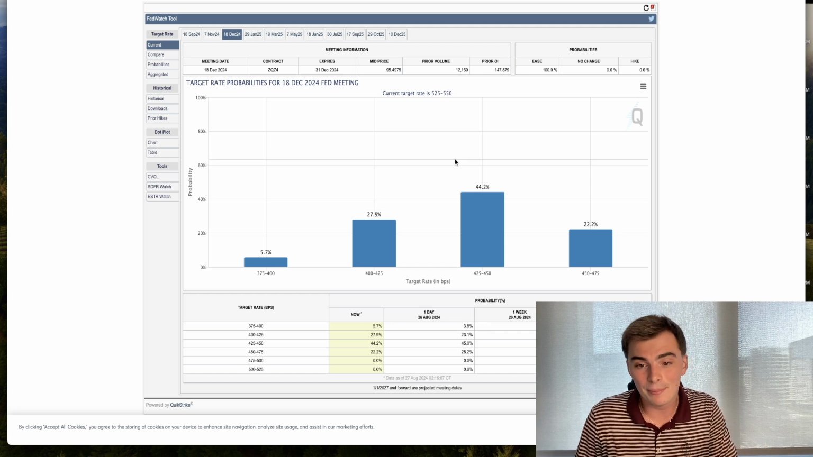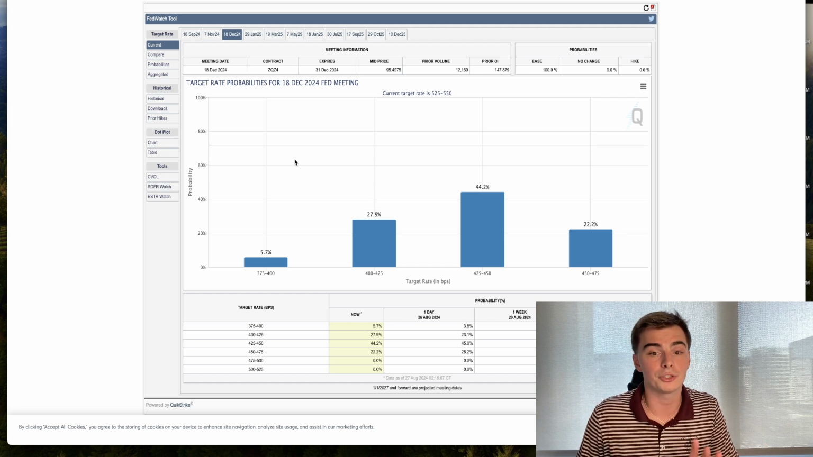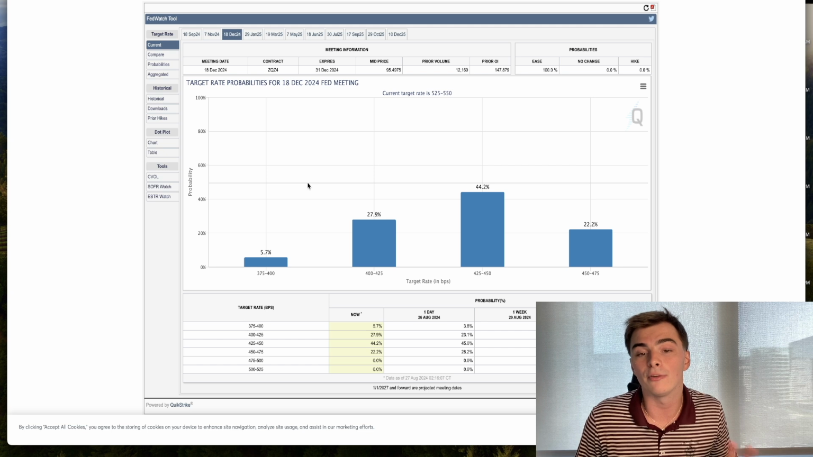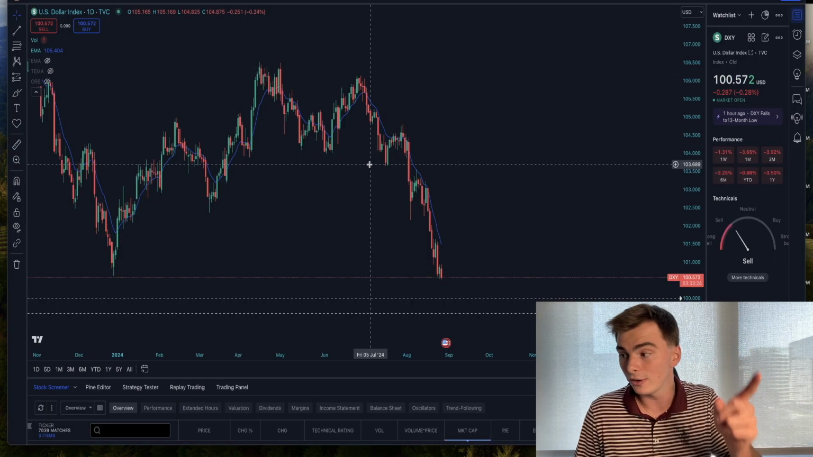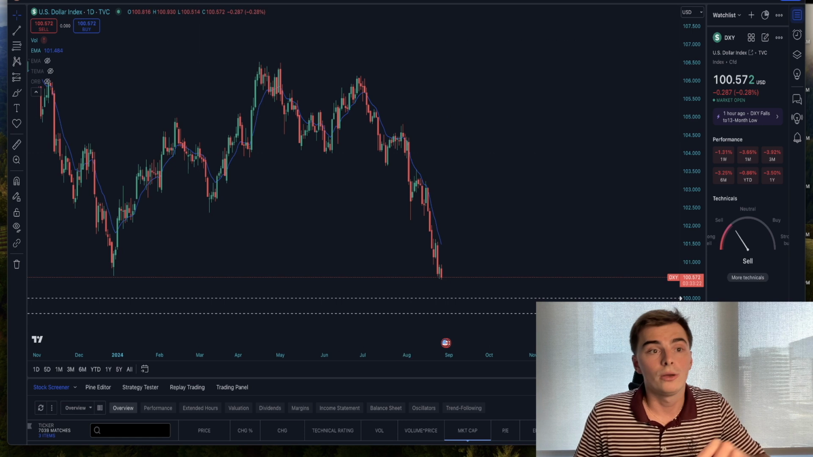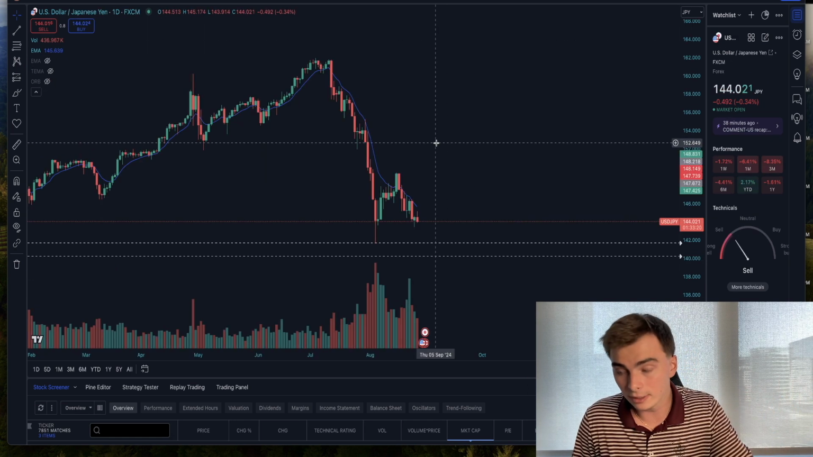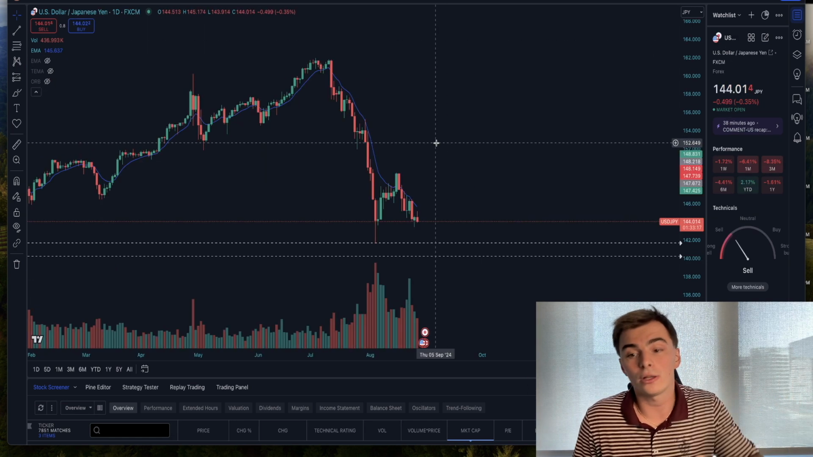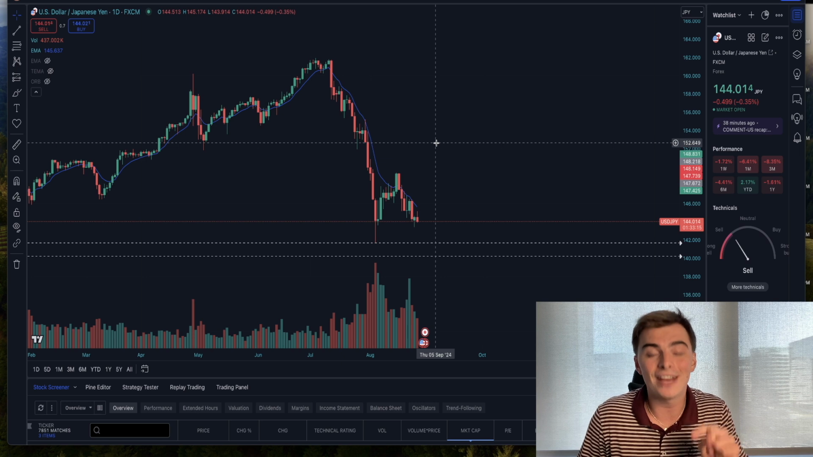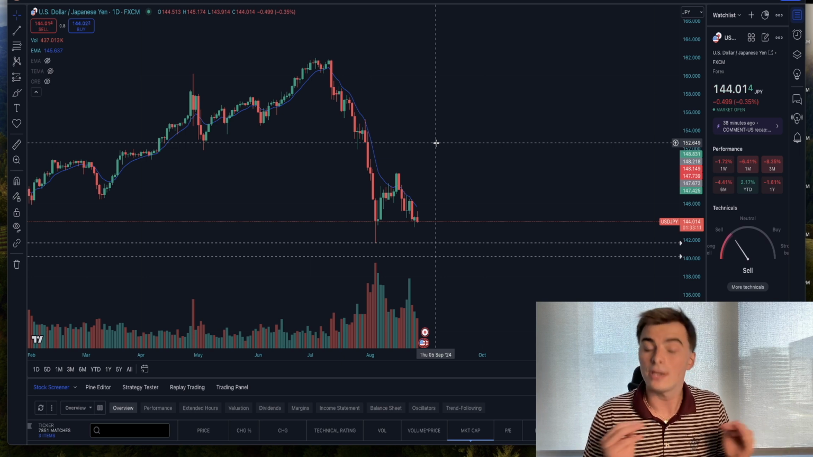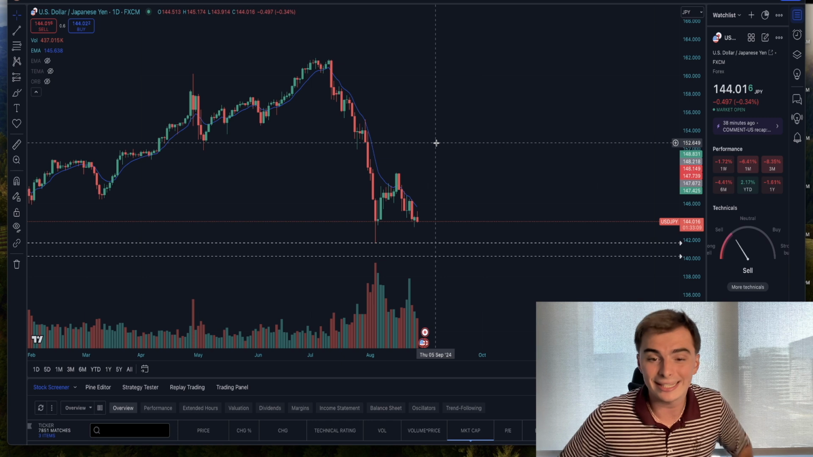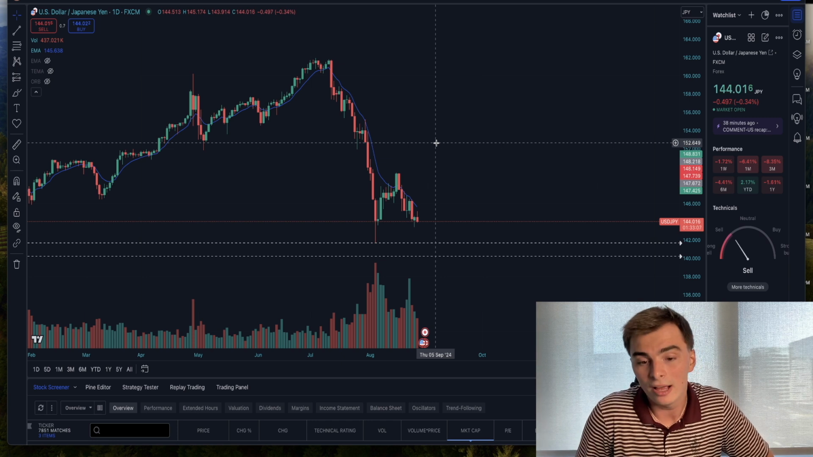Now, tying that back into that GDP number that we were just talking about, if the GDP revision comes in a lot lower, what would we expect to see? Dollar falling lower, USD JPY falling lower, bond yields falling lower, as well as investors starting to price in more cuts sooner.